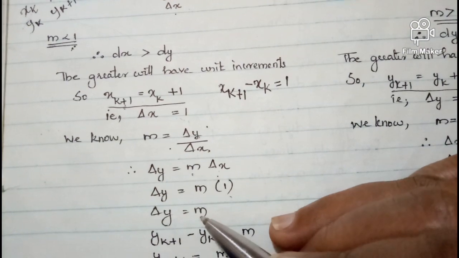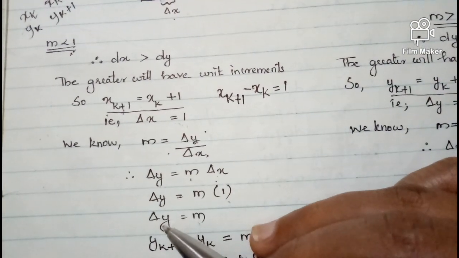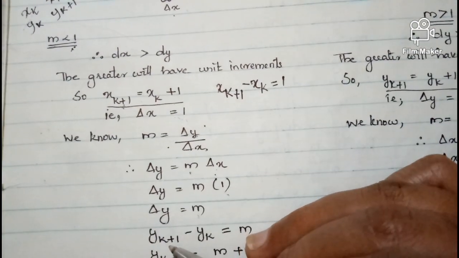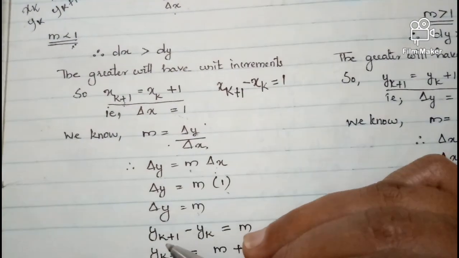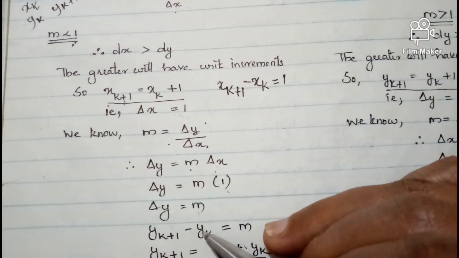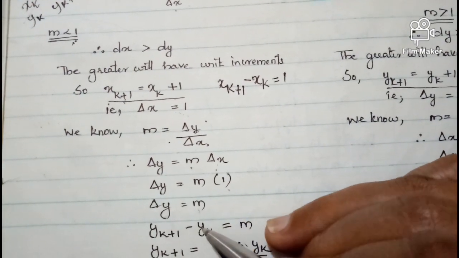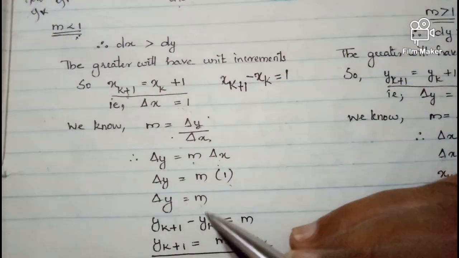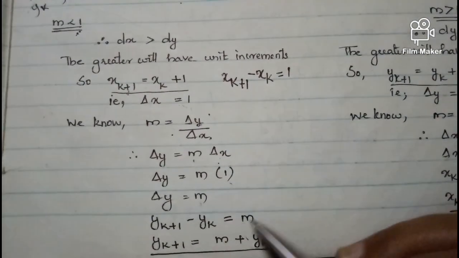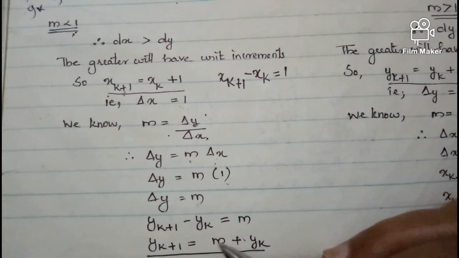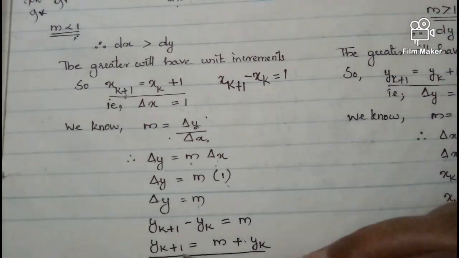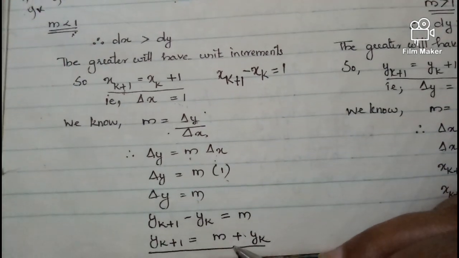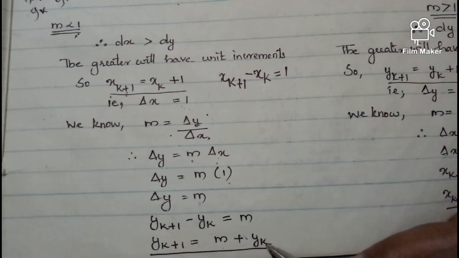Delta y equal to m means the difference between two y values equal to m. That is yk plus 1 minus yk. This is two adjacent values of y, and the difference between two adjacent values of y is m because delta y is m. From this I can rewrite it, taking the yk to the right hand side. I can write yk plus 1 is equal to m plus yk. That means the next value of y can be computed by adding the slope to the current value of y.